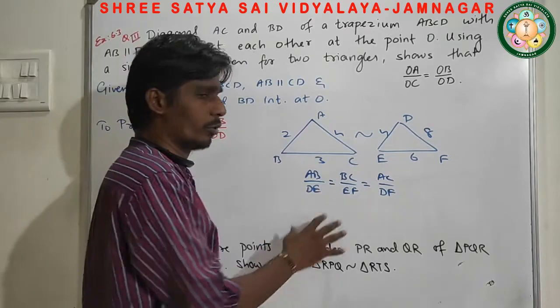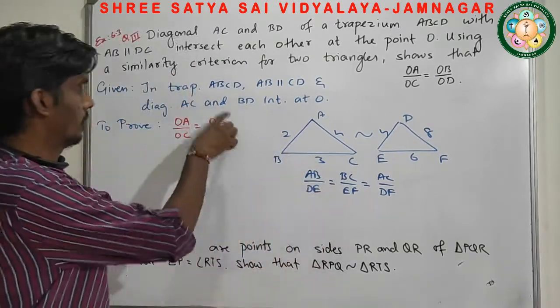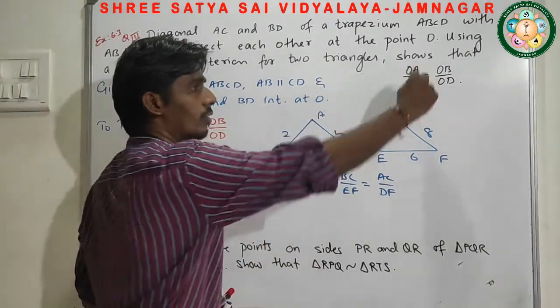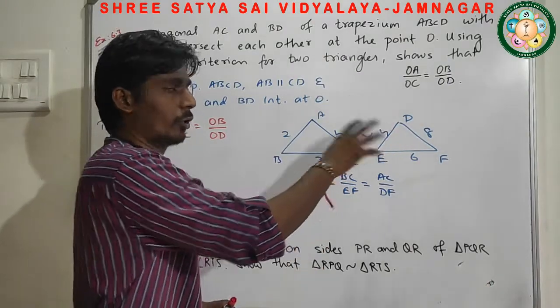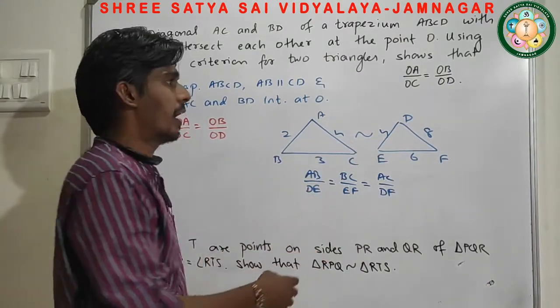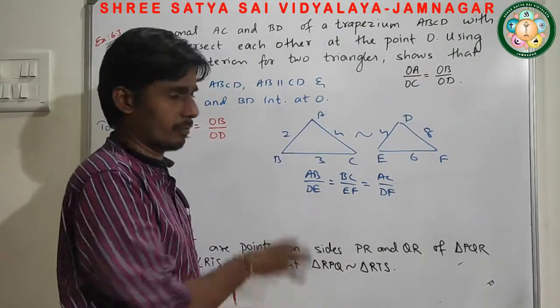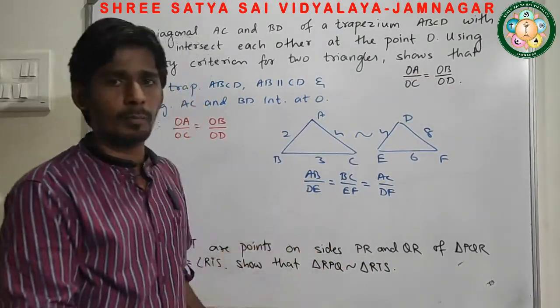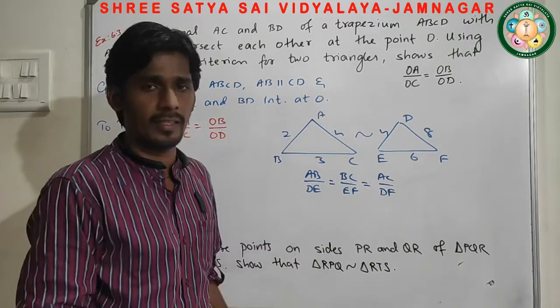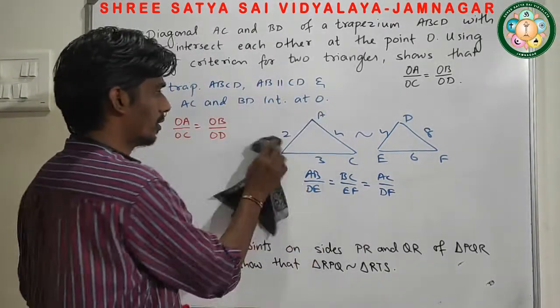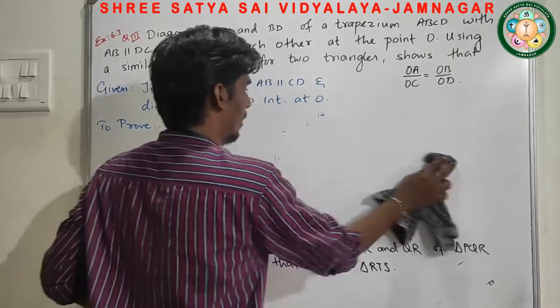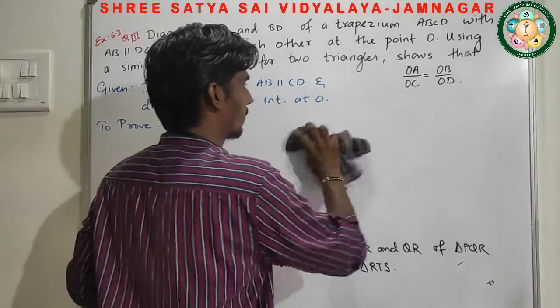So this thing we are going to use to prove this ratio in the first one. So we are going to prove two triangles similar, and by proving two triangles similar, we will get this ratio by using sides are in proportion if two triangles are similar. And one more thing, we are going to use angle criteria.